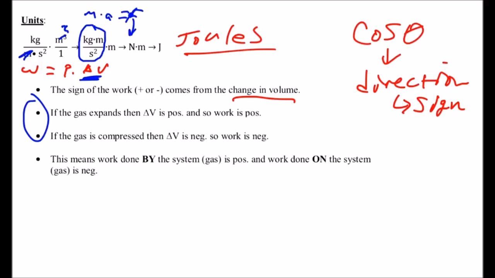So that means that if you have work done by the system, and remember the system is the gas because that's what's in the box there, the work done by the gas is going to be positive, and work done on a gas is going to be negative.